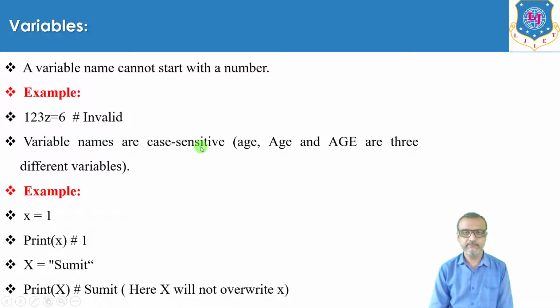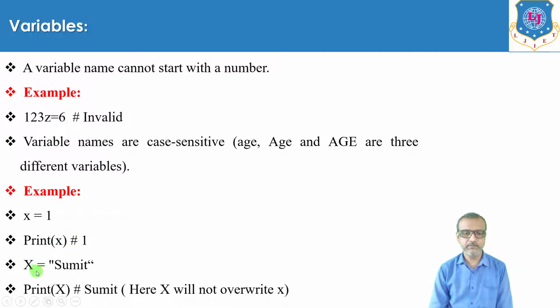Variable names are case sensitive, that is, all three of these variables are three different variables. Now for example, x equals to 1, so what will be the output of this print statement? Print of x is nothing but 1. Now if I write capital X equals to Sumit, here you can see that I have written small x equals to 1. So in this case it will give me the output as 1.